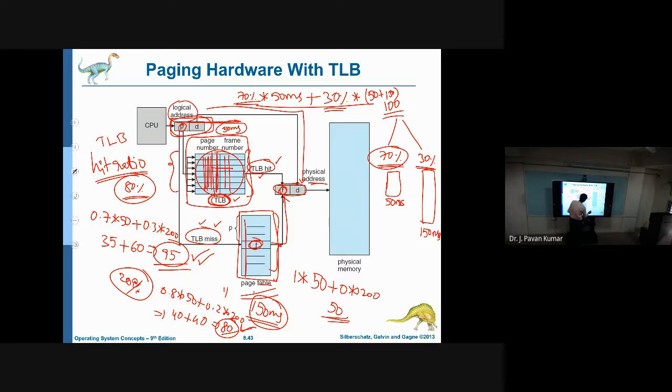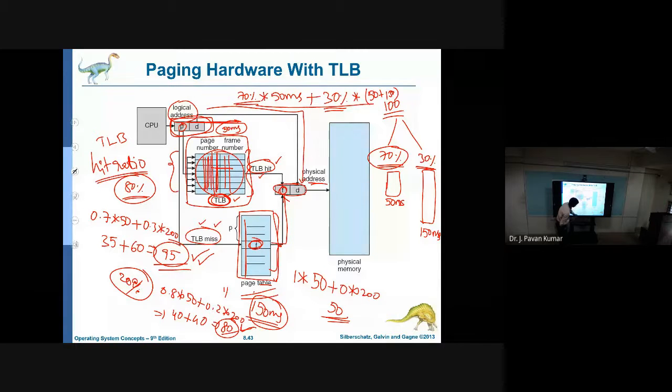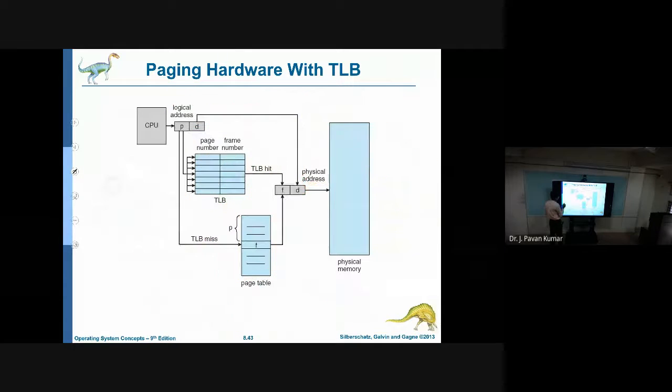Try to understand. We calculate average access time using the hit ratio, the TLB access time, and the page table access time. The TLB access time is 50 milliseconds, the page table access time is 150 milliseconds, and the hit ratio we are assuming as 60%. That means 60% of the time we only need to spend this much time.